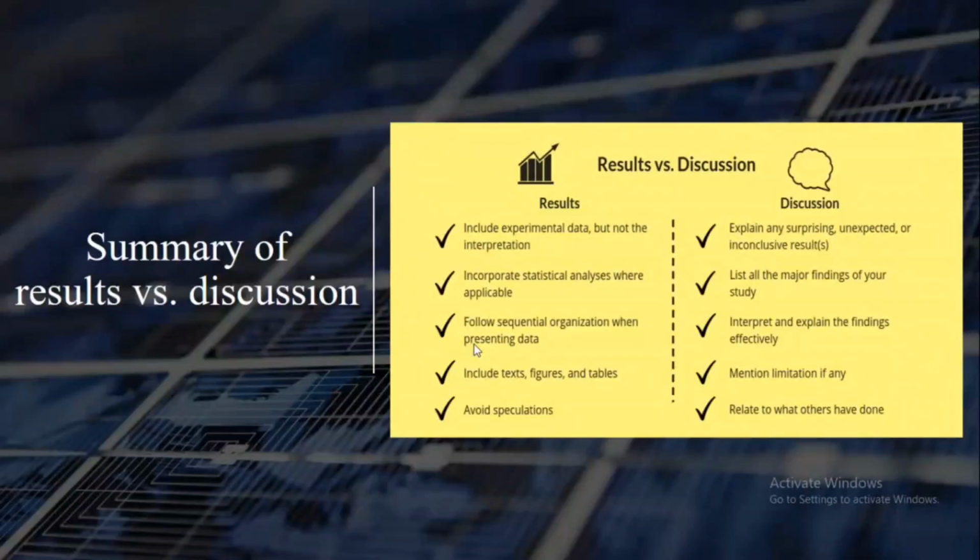When we talk about the difference between reporting results and discussing results, I need to discuss some points here. When you report your results, include the experimental data, not the interpretation. Don't interpret anything. Don't tell the meaning of anything that you are reporting, only numbers. Incorporate statistical analysis where applicable. Whatever statistical tests you conducted, report them. Follow sequential organization, and we will talk about the organization later. In presenting your data, you should be organized and you should plan in advance. Include texts, figures, tables.